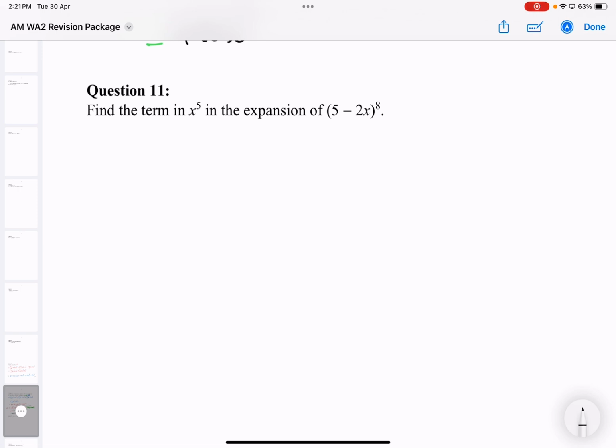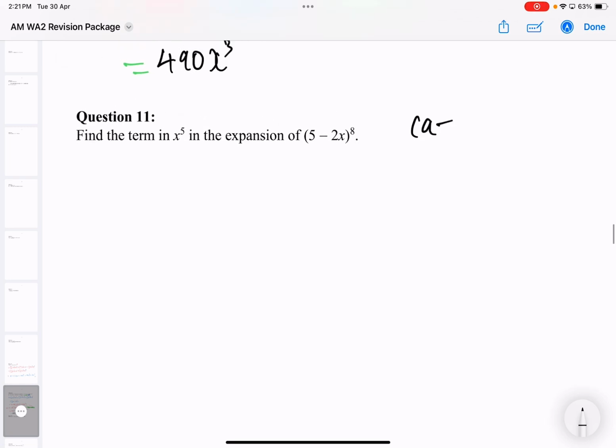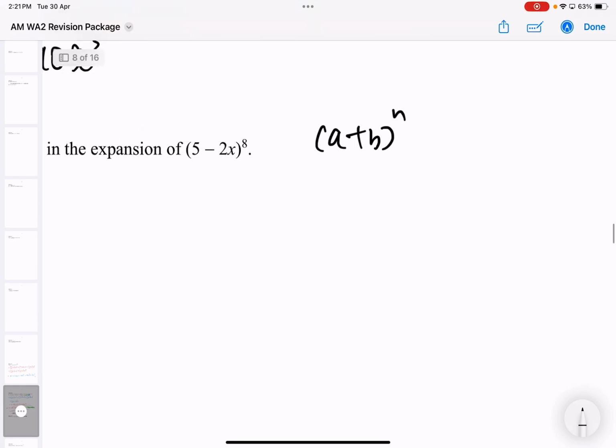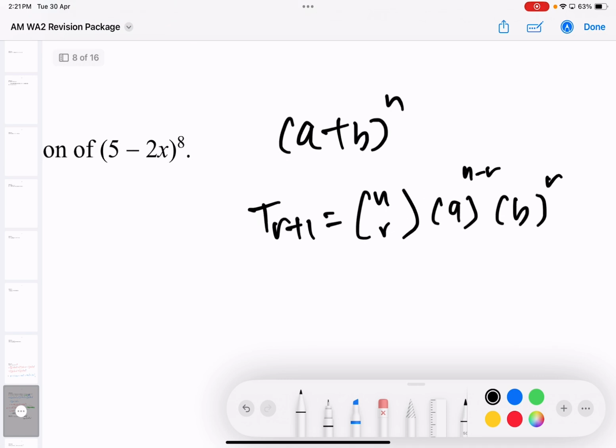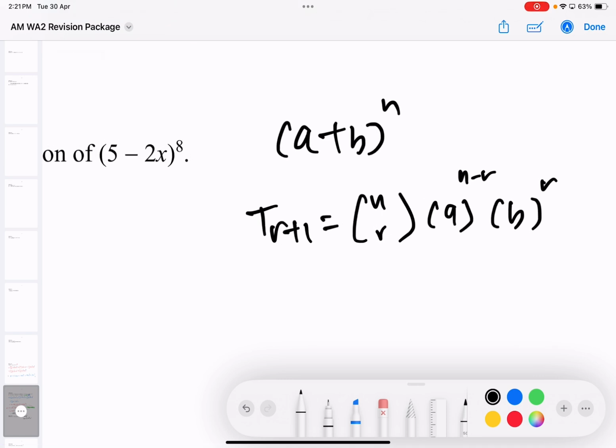Question 11. This one is a slightly trickier one. Do not go and expand out the whole expansion. This one, you need to memorize another formula. In the expansion of a plus b to the power of n, the r plus 1 term is n choose r, a to the power of n minus r, b to the power of r. It's like, oh my goodness, how to memorize this? I'm sorry, but if you don't memorize this, you will not get the marks.